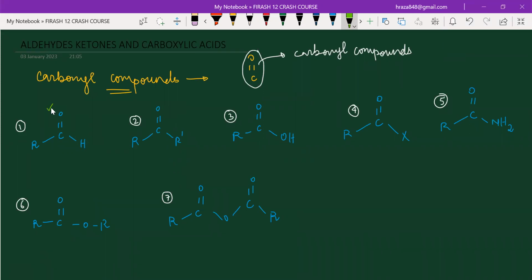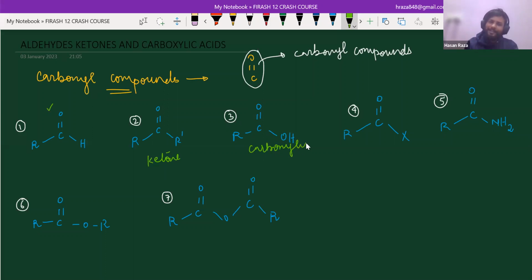No, ketone is not this one. This is carboxyl, this is your carboxylic acid. This is your aldehyde. When you have C double bond OH, that is aldehyde. When you have C double bond O and both sides are alkyl groups, that is ketone. And when you have one side alkyl group and another side C double bond OOH, that is carboxylic acid.